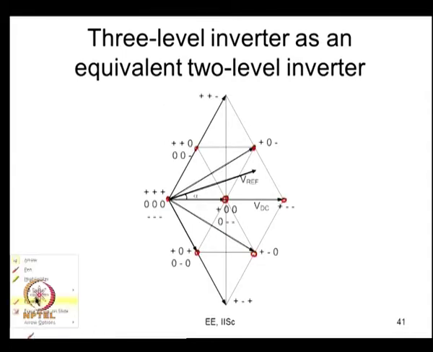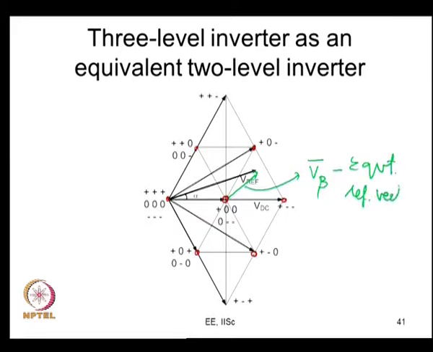If you subtract the pivot vector, you are going to get some vector. Let us call this the V beta vector. This V beta vector is the equivalent reference vector for a conceptual 2 level inverter. You can view this as a conceptual 2 level inverter. Let us come back to this in a different fashion now.